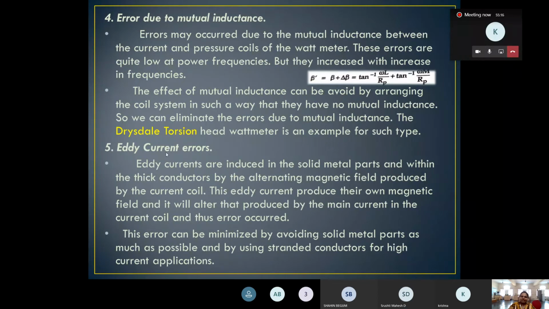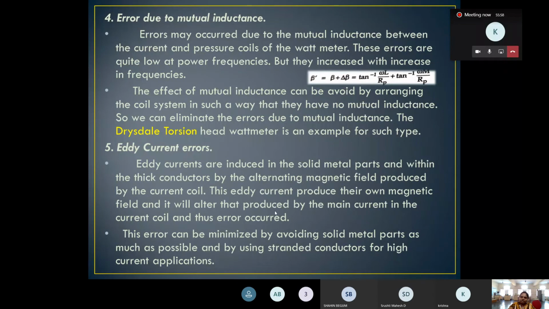Next, the fifth one is the eddy current errors. We have already come across this term eddy current in some way. What is this eddy current? Eddy currents are induced in solid metal parts and within thick conductors by the alternating magnetic field. Observe here where it is conducting: solid metal parts and thick conductors. The magnetic field is produced by the current coil, and eddy currents are induced by it. This eddy current produces its own magnetic field.